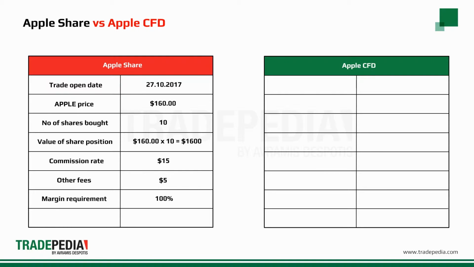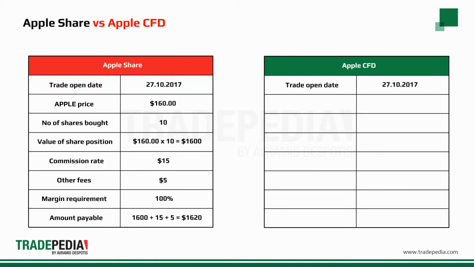Since no leverage is provided, the margin requirement is 100%. So total amount payable is $1,600 plus 15 plus 5, which equals $1,620. Now let's look at what happens when we trade the Apple CFD.